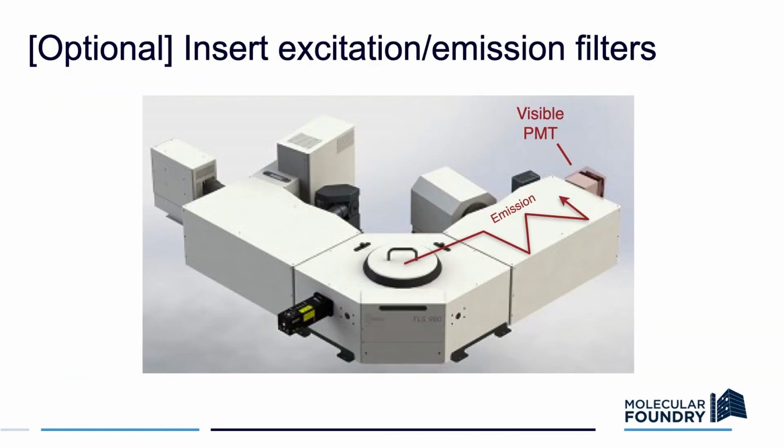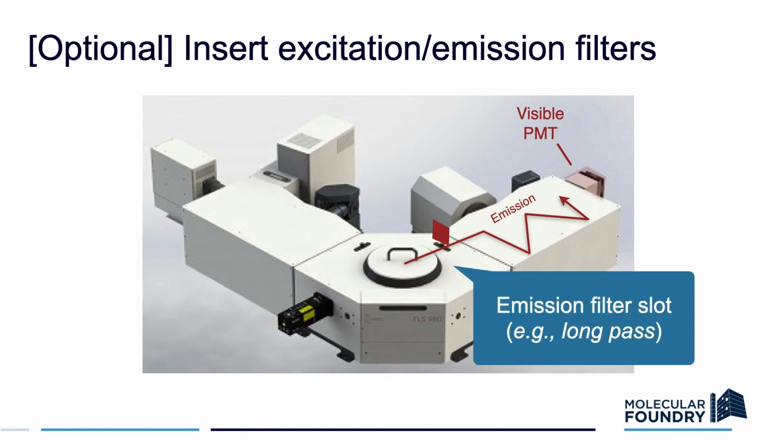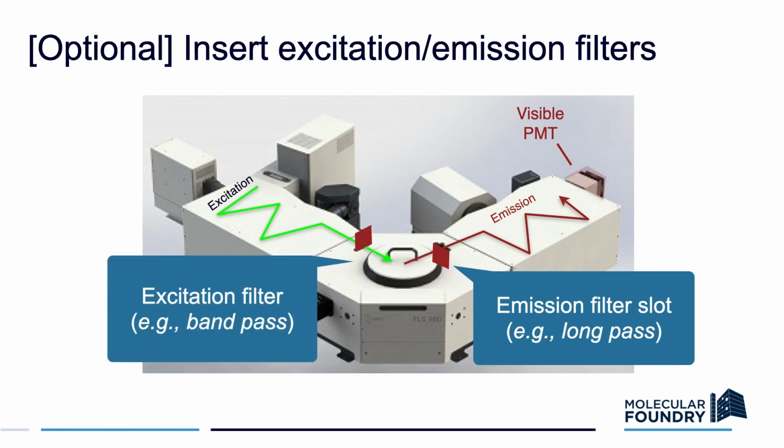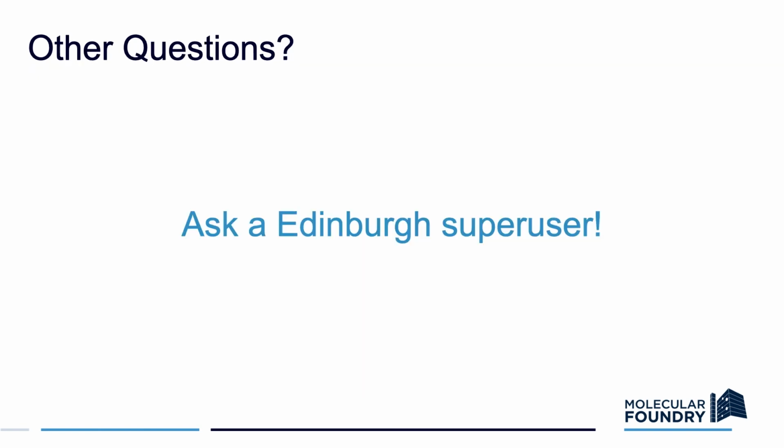There are colored glass filters in a drawer in a cabinet located underneath the Edinburgh spectrometer. You can mount these colored glass filters in emission filter slots or in the excitation filter slot. Please remember to remove these filters when you're done. So there are many other tricks to using the software and the hardware. We can't cover them all in this video. So if you have any other questions, ask a super user of this instrument.